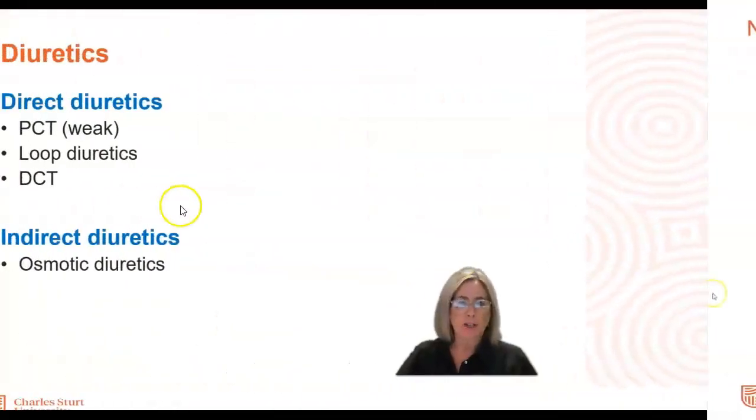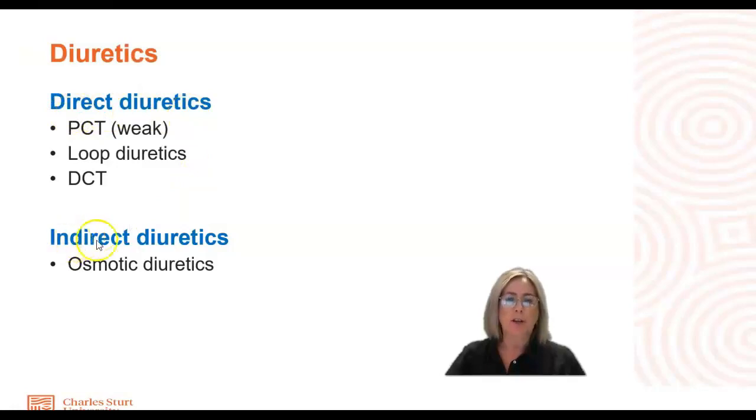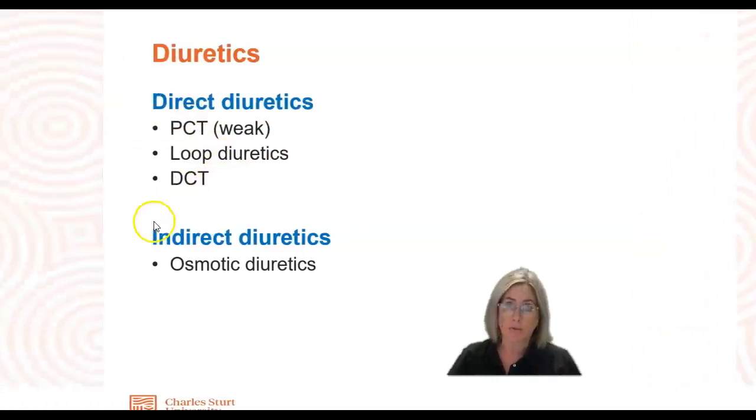So with diuretics, as I've mentioned several times now, there are direct diuretics and there are indirect diuretics. We've already spoken about the osmotic diuretics that are used to treat acute renal failure. But with the direct diuretics, there are those ones that manipulate the proximal convoluted tubule, but these are actually very weak direct diuretics. And I want you to think about that now, about why they will be weak diuretics. And I'll take you through that in a minute. Then we also have the loop diuretics, which manipulate the ascending limb of the loop of Henle. And then we also have diuretics that act at the distal convoluted tubule.